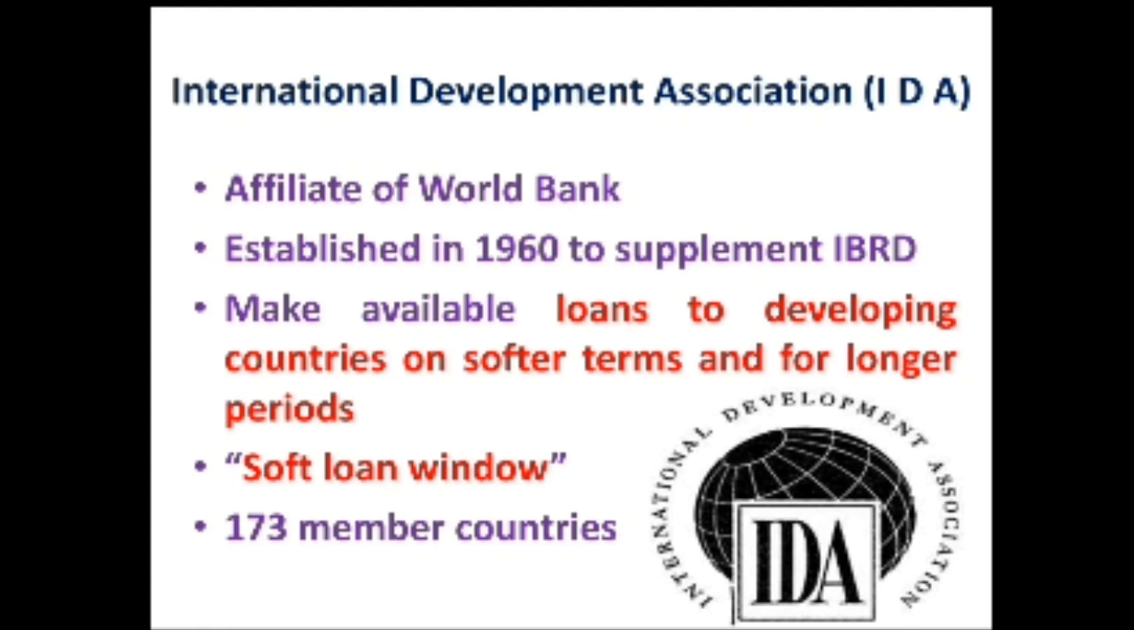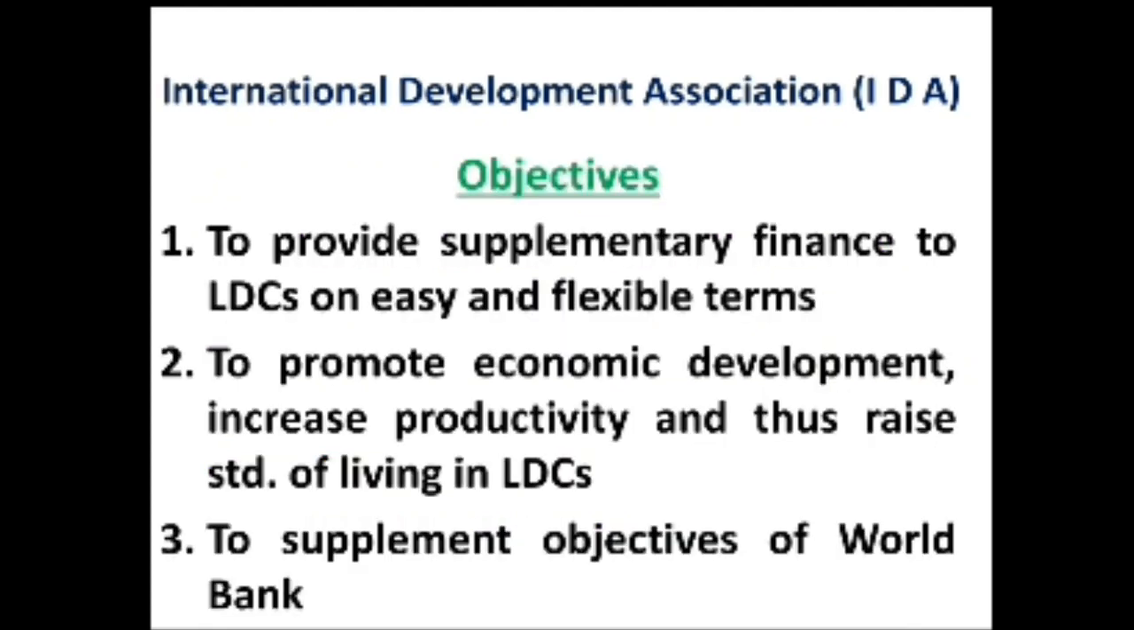IDA is basically an institution to make available loans to member countries on softer terms and for longer periods. Softer terms means loans without any rate of interest or at a very reduced rate of interest. That's why sometimes IDA is also known as the soft loan window. It consists of 173 members.